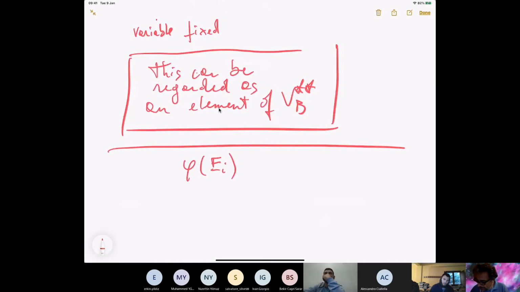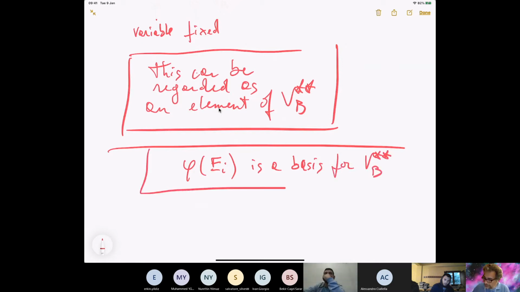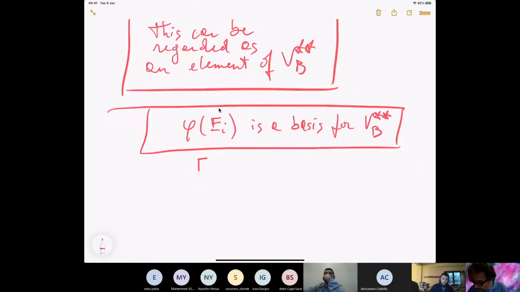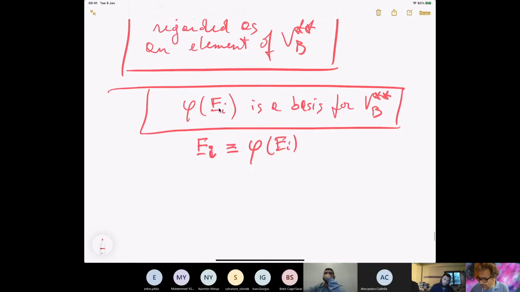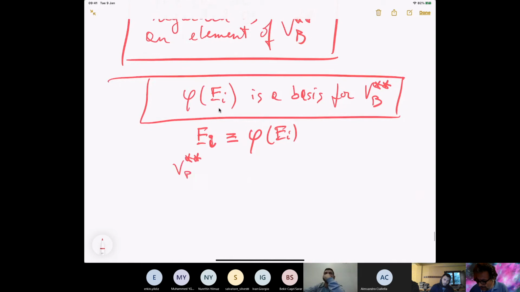phi ei is a basis for V star star B. Okay, so from now on, we will confuse EJ, EI with phi EI, and we will not talk anymore about V star star B, because V star star B is confused with VB. Okay.